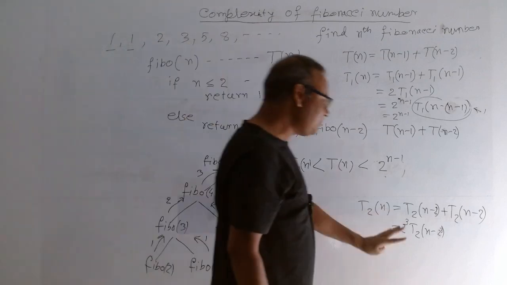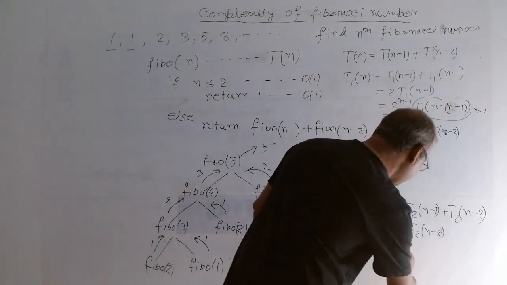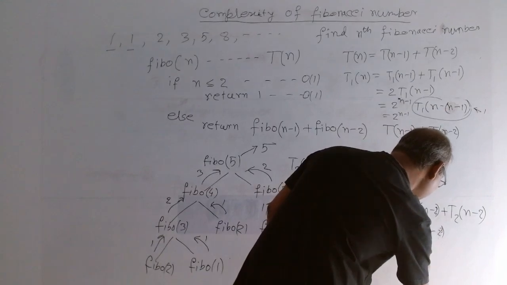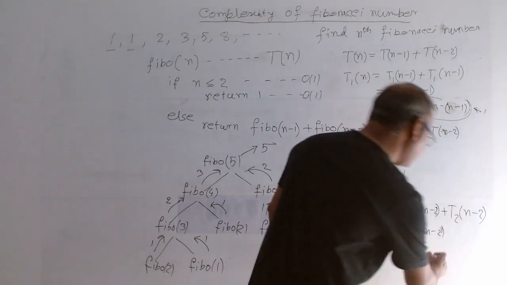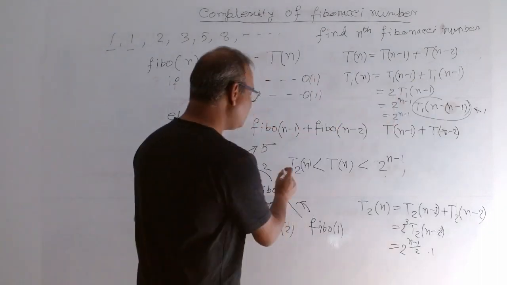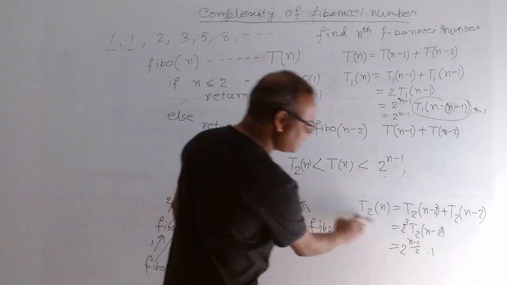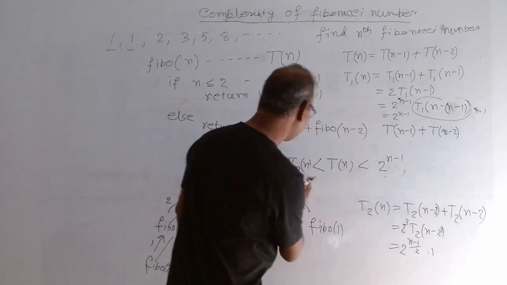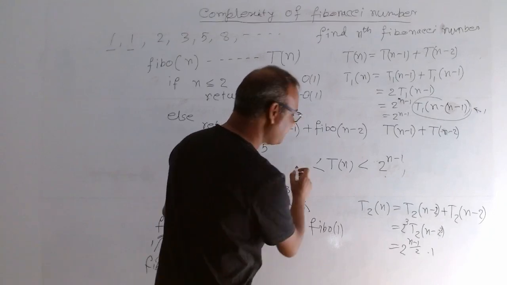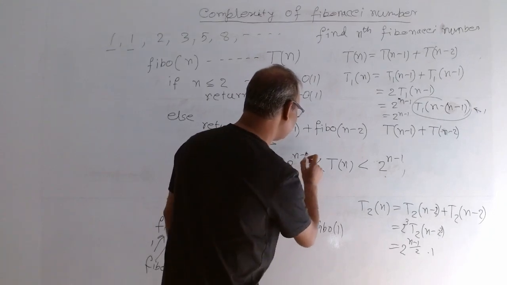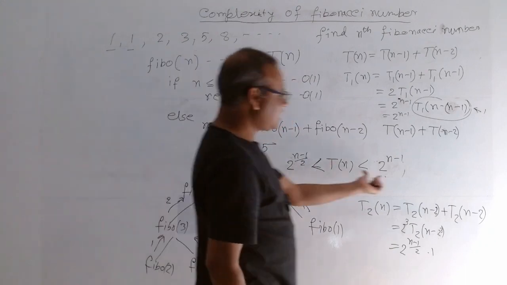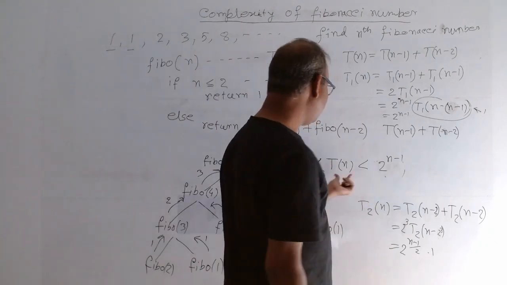But whatever the value, we will come to 2 to the power n minus 1 by 2. And this part will become 1. So I can say now I got the value of t2n. So we can write this t2n is equal to 2 to the power n minus 1 by 2. Now both these are exponential and tn lies in between.